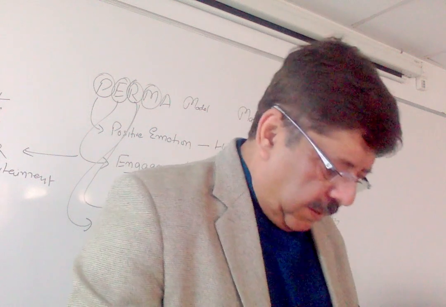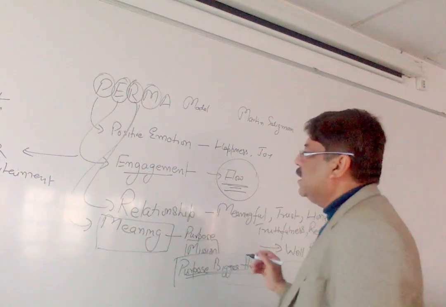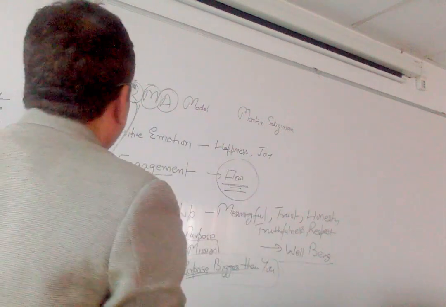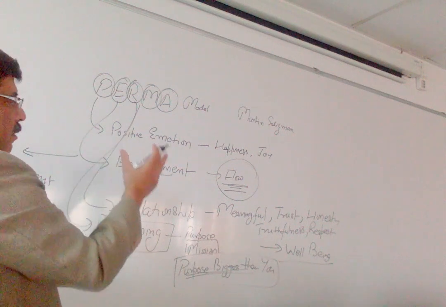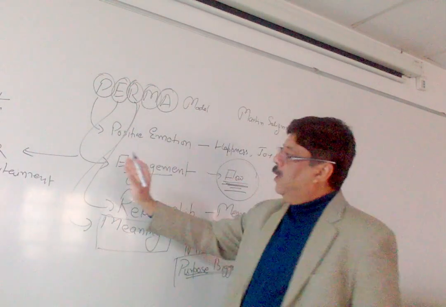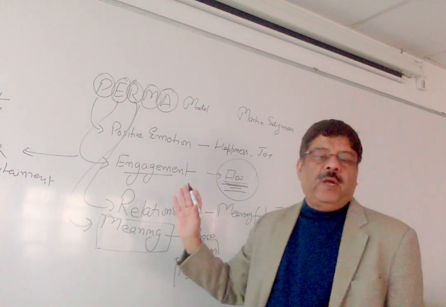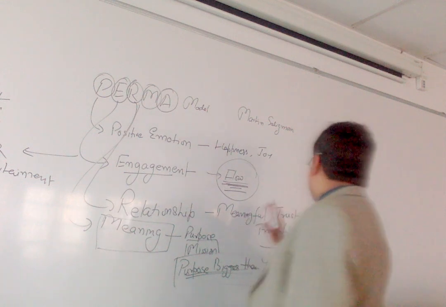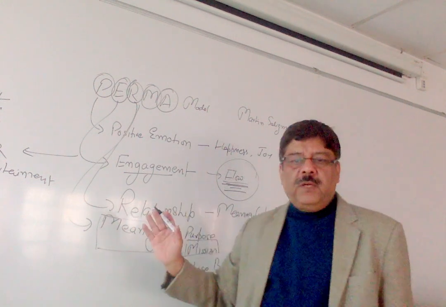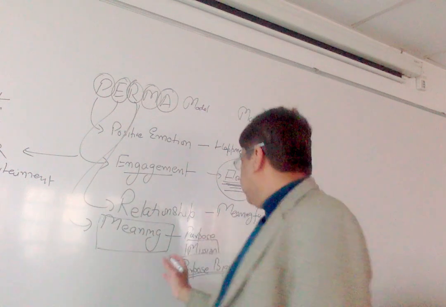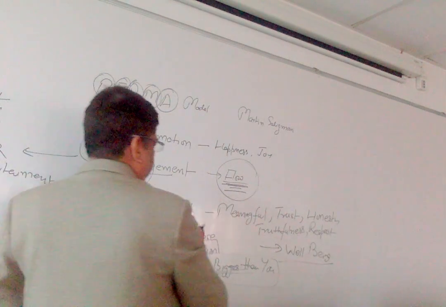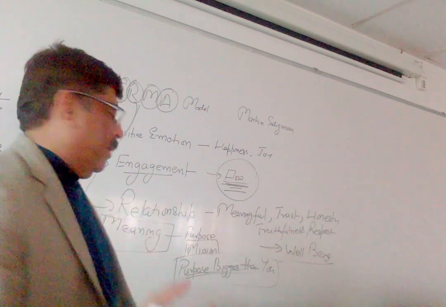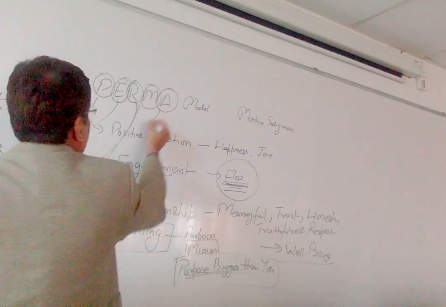Okay, we will come to it later. Then the last A is accomplishment. We have discussed P, which is positive emotions. E, engagement, which is flow also, total involvement with what you are doing. You have positive, meaningful relationships, which have trust, honesty, integrity, truthfulness. And we have discussed meaning of life, purpose, mission, a purpose bigger than you, as the greatest component of life. And A is accomplishment.